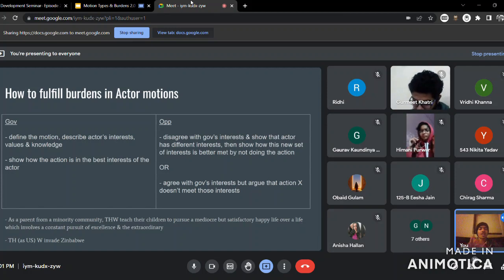Then you show how the motion or the action being talked about is in the best interests of the actor. So in the first part, you have explained that the parent probably has a priority to keep their child stress free and things like that, even if they don't succeed excessively in life. This is the parent's interest, that they don't want their child to be under too much stress. How does the action or the motion serve those interests?